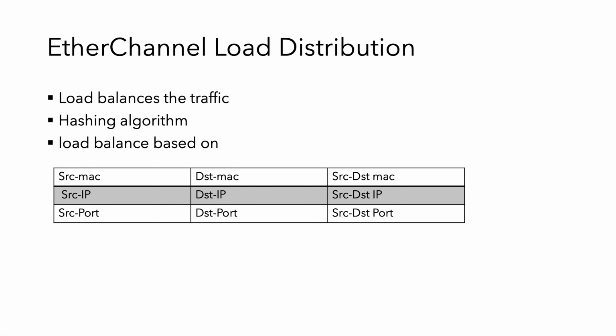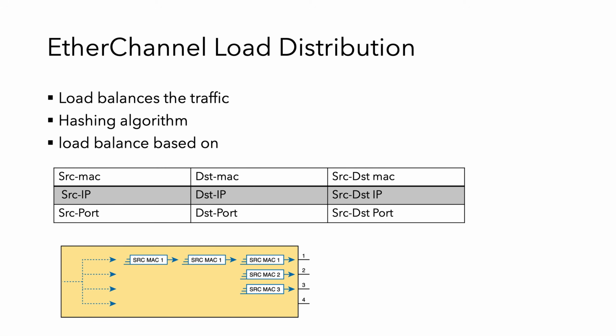For instance, let's take an example of source MAC. Here, all the frames with the same MAC address flow over one link. So this confirms that the load is not distributed equally, but depends on the hashing algorithm. Here you can see the switch forwards frames with source MAC 1 over link 1, source MAC 2 over link 2, and source MAC 3 over link 3. Since source MAC 1 has more traffic, that link will be occupied more than the other links.